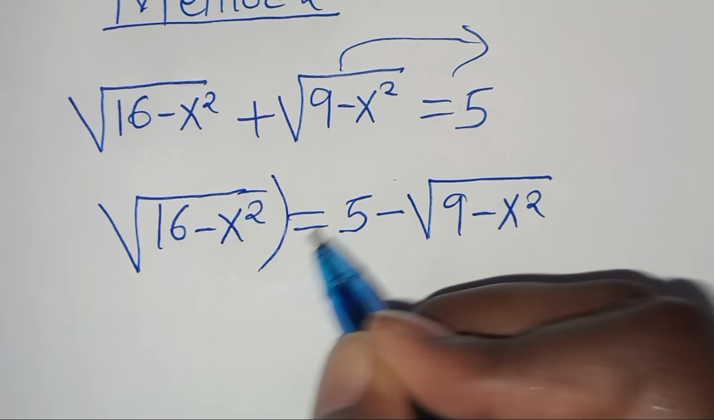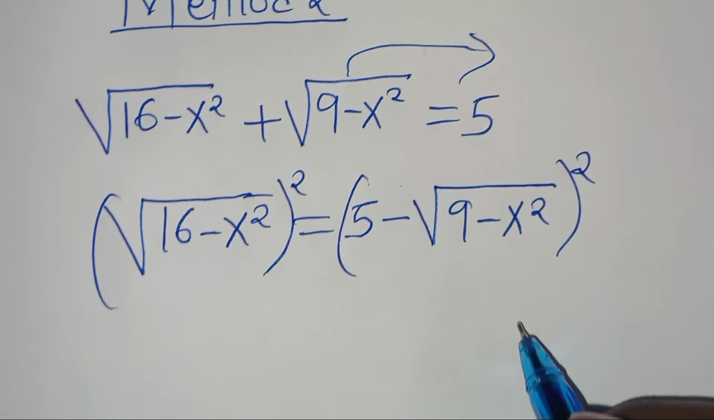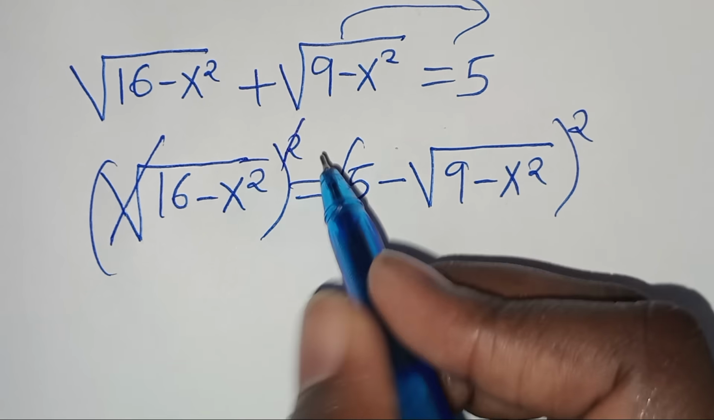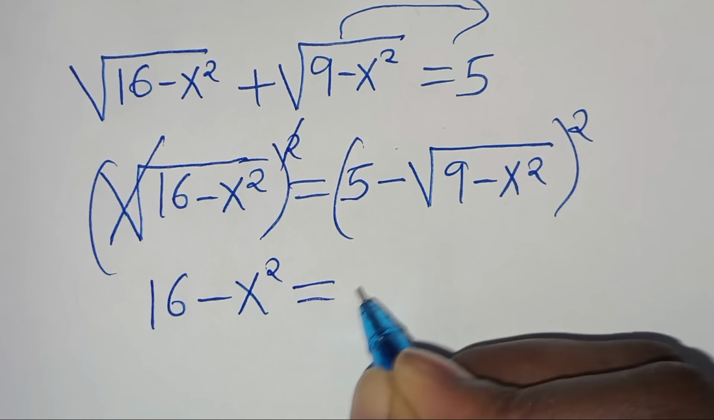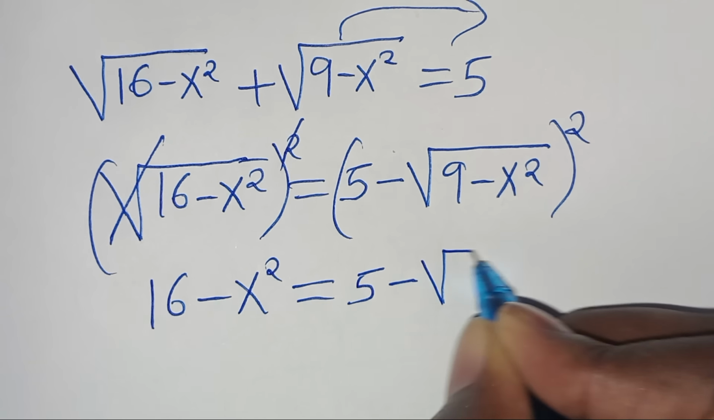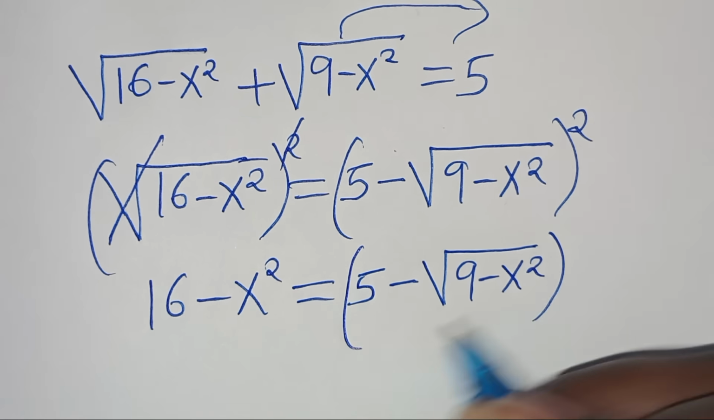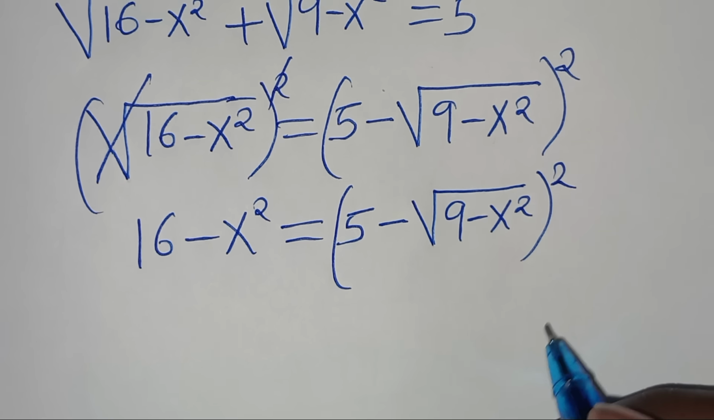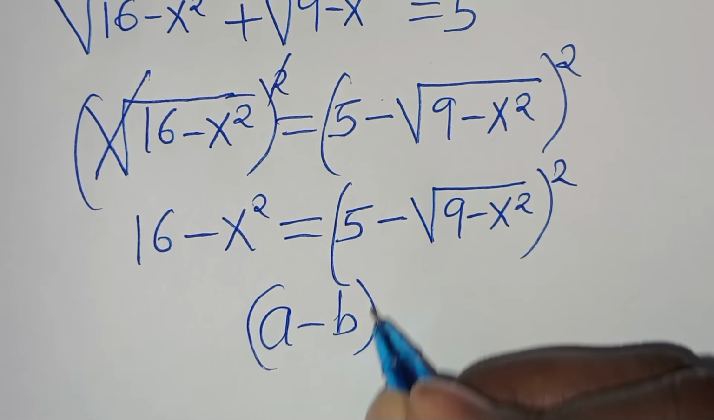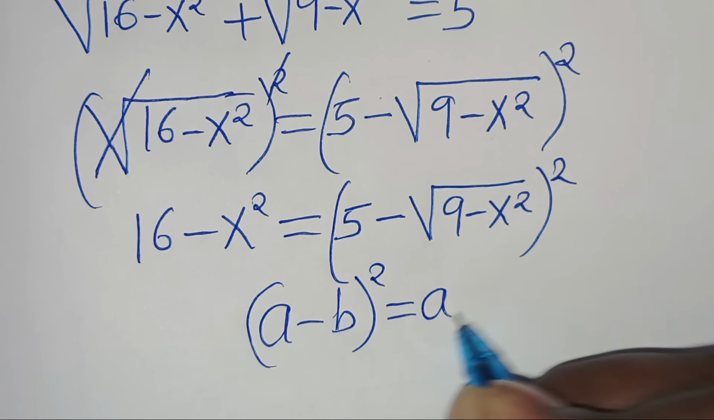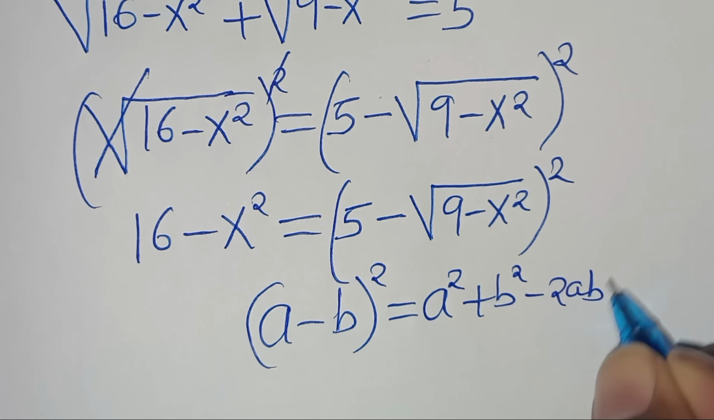So the next step is to square on both sides from here, so that now we eliminate the square root sign here. So this is 16 minus x to the power of 2. This is equal to 5 minus square root of 9 minus x to the power of 2, raised to the power of 2. So this is in the form of a minus b raised to the power of 2, which you can express as a squared plus b squared subtract 2ab.